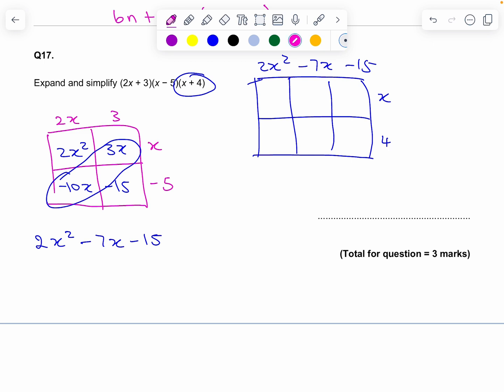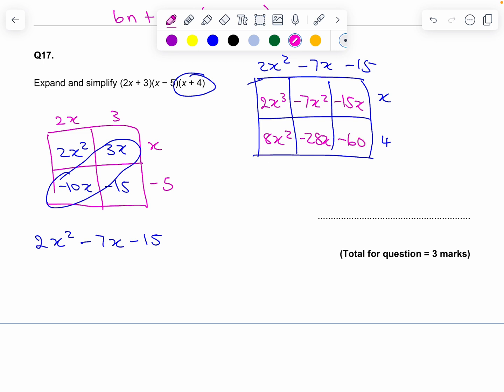Let's fill that in. 2x squared times x is 2x cubed. Minus 7x times x is minus 7x squared. Minus 15 times x is minus 15x. 2x squared times 4 is 8x squared. Minus 7x times 4 is minus 28x. And minus 15 times 4 is minus 60.